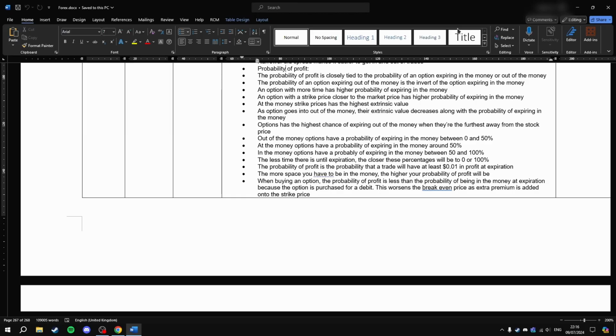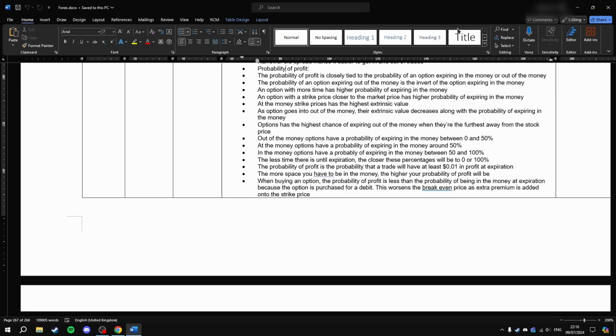Options have the highest chance of expiring out of the money when they're the furthest away from the stock price. Out of the money options have a probability of expiring in the money between 0 and 50%. At the money options have a probability of expiring in the money around 50%. And in the money options have a probability of expiring in the money between 50 and 100%. So the less time there is until expiration, the closer these percentages will be to either 0 or 100.